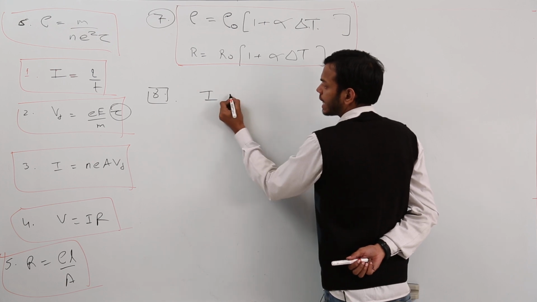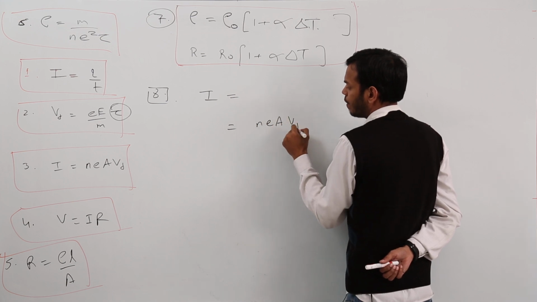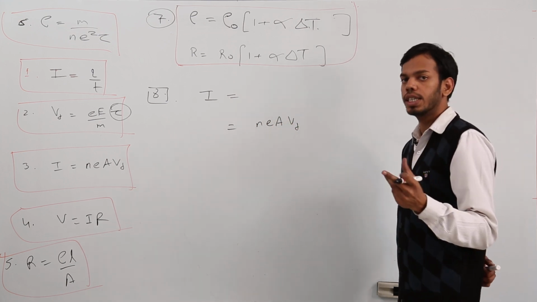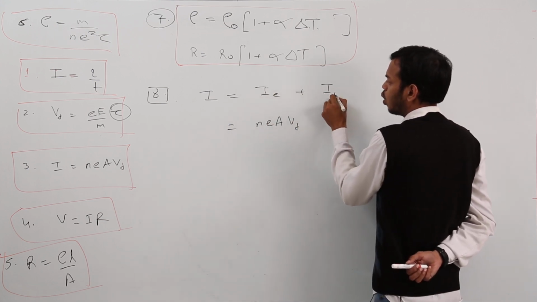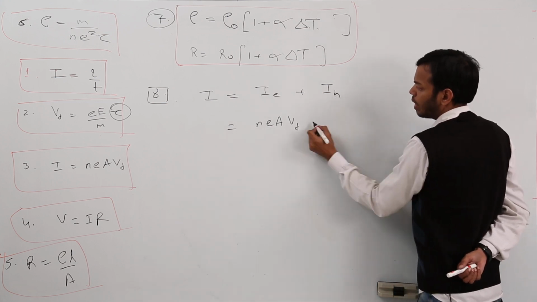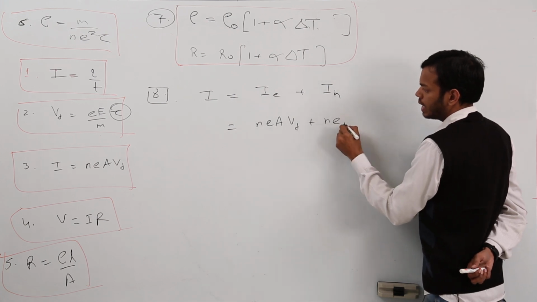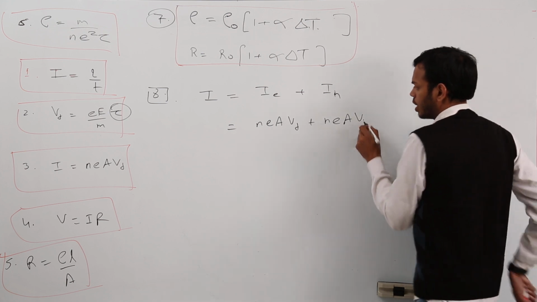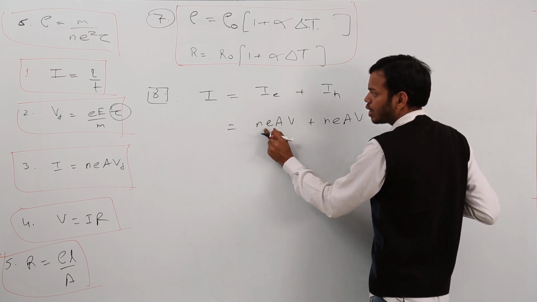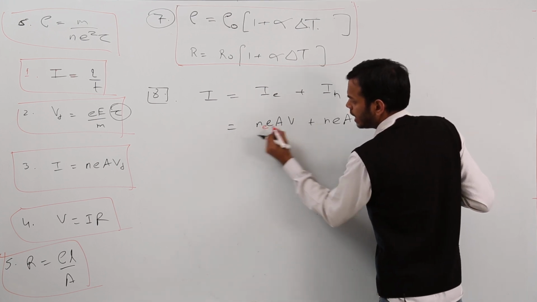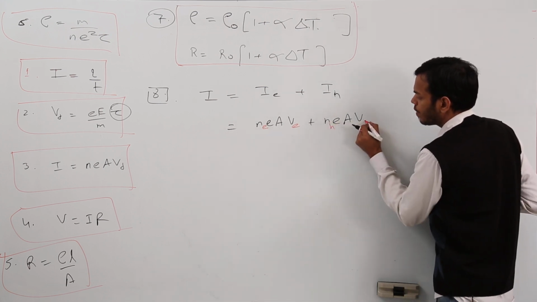Now, what is the formula for current? Current is I equals nEAVd. But in semiconductors, there are two charge carriers. That means there will be two currents, electron current and hole current. So our formula would change into nEAVd plus nHAVH. See the changes I am making. This was the charge density of electrons, this was the drift velocity of electrons. Similarly here, this is the charge density of holes, and this is the drift velocity of holes.